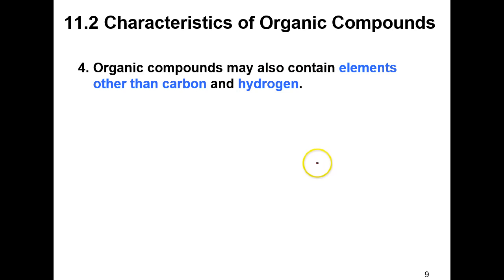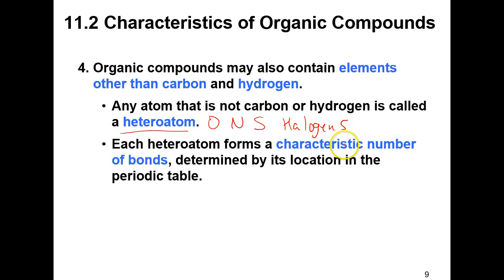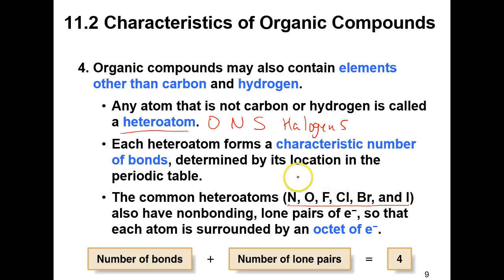Okay, organic compounds may also contain elements other than carbon. All right, these are called heteroatoms. This is the oxygen, nitrogen, sulfur, halogens. These are atoms other than hydrogen and carbon. Okay, each heteroatom forms a characteristic number of bonds determined by where they are in the octet rule, but remember you still have to have a total of an octet. So here's your nitrogen, oxygen, halogens. They don't have sulfur in here, but sulfur is one that we'll see a little bit.